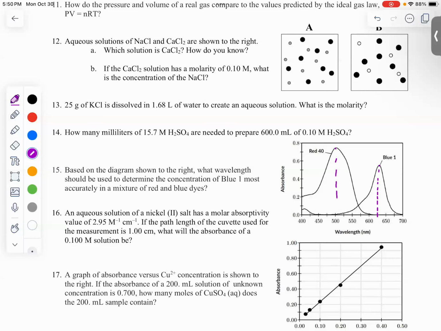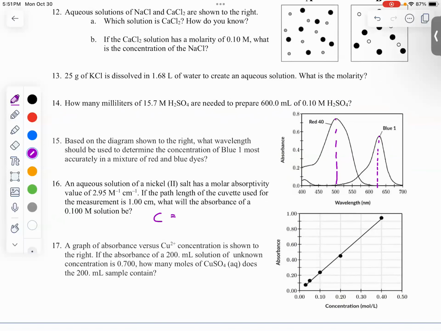Yeah. So definitely one question will target your understanding of this part right here. It is easy. It is about your eye exam, basically. If you're not blind, you should not miss it. An aqueous solution from 16. If the path length of the cuvette used for the measurement is 1 centimeter, what would be the absorbance of the 1 molar solution? Yeah, the Beer's law, which is what?